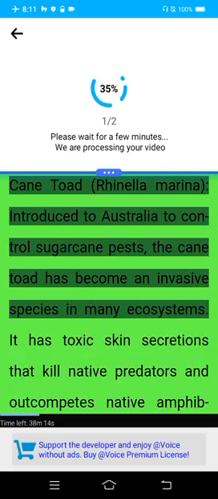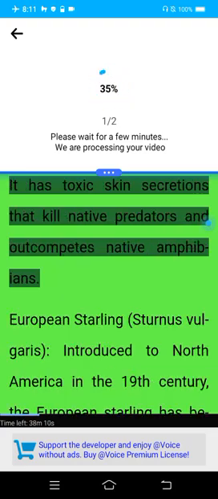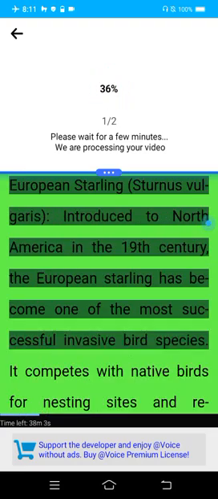Cane toad, Rhinella marina, introduced to Australia to control sugarcane pests. The cane toad has become an invasive species in many ecosystems. It has toxic skin secretions that kill native predators and outcompetes native amphibians.